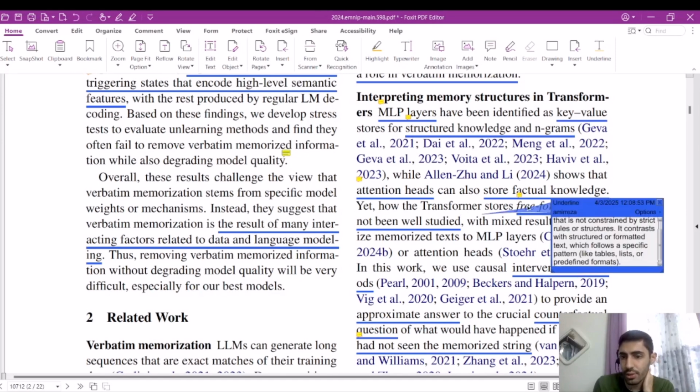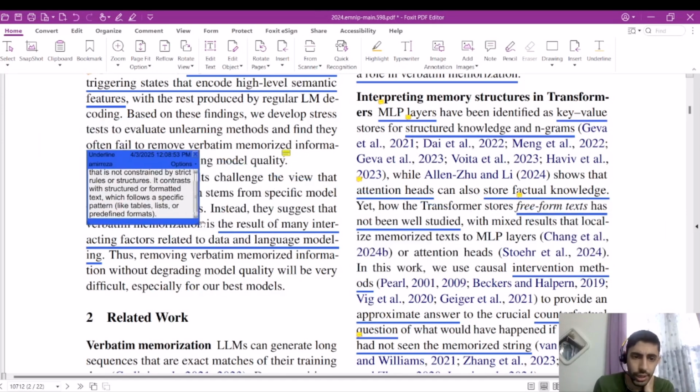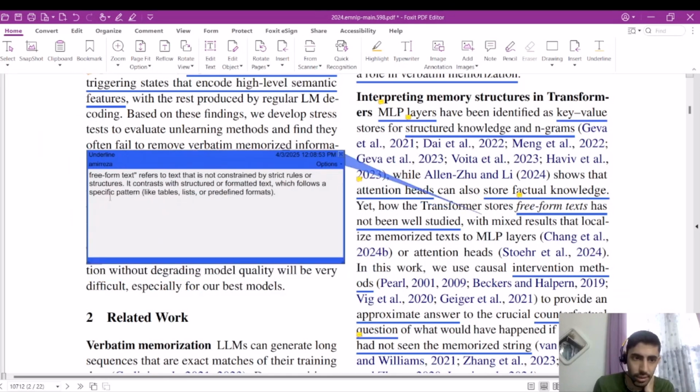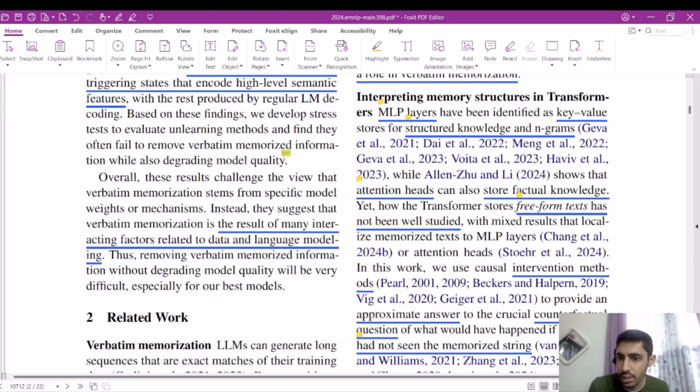I provide another note for freeform text. Freeform text refers to text that is not constrained by a strict rule, for example a CSV or Excel file separated by commas, data, table, list, or predefined format. It's purely text data. With freeform text, that hasn't been well studied.